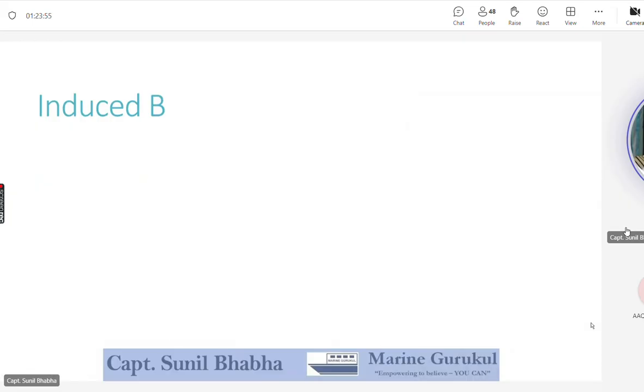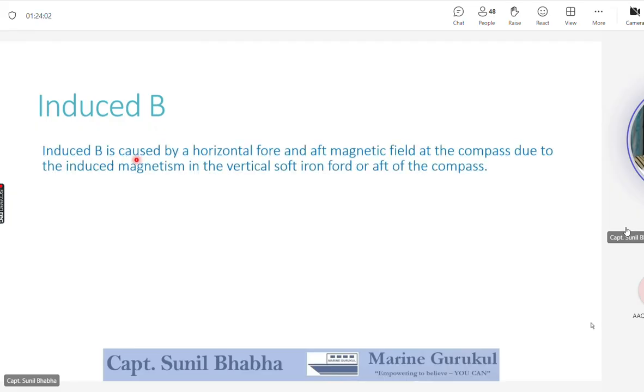Let's now move on to the second part of coefficient B, that is induced B. Induced B is caused by the horizontal fore and aft magnetic field at the compass due to the induced magnetism in the vertical soft iron forward or aft of the compass. So you see, again it is a horizontal fore and aft magnetic field, but it is generated because of induced magnetism in the vertical soft iron forward or aft of the compass.